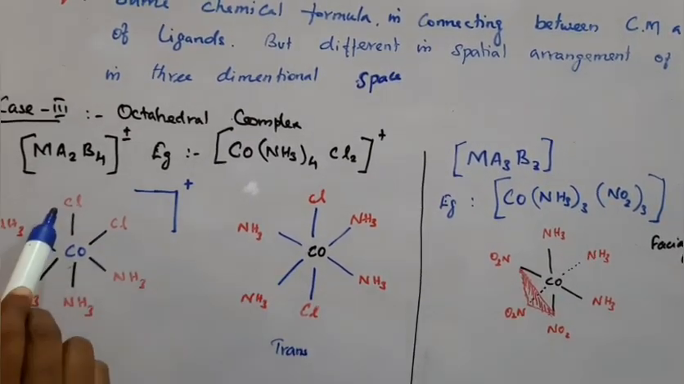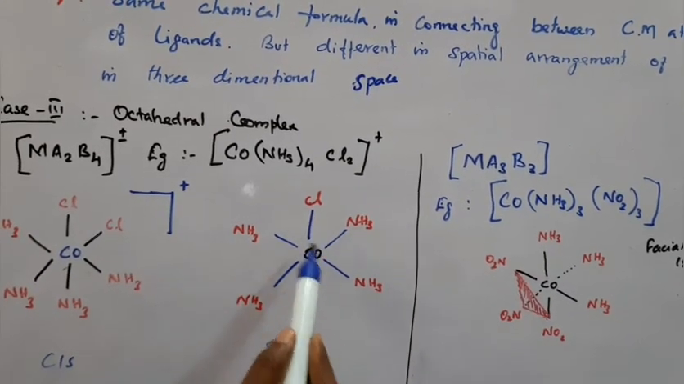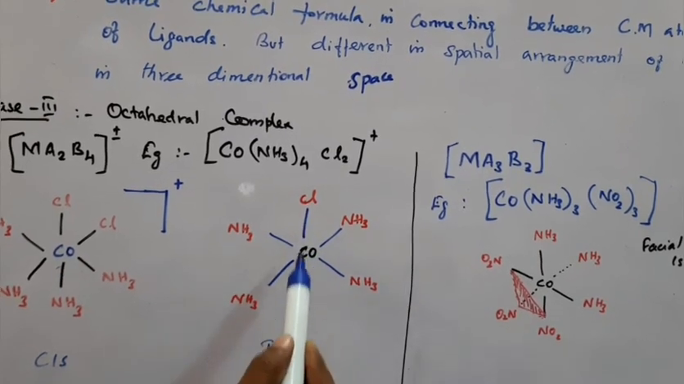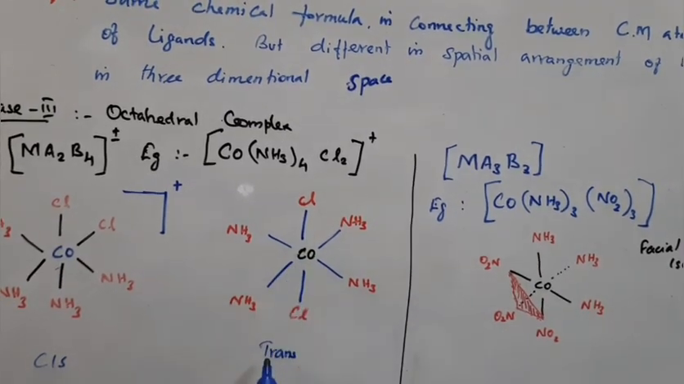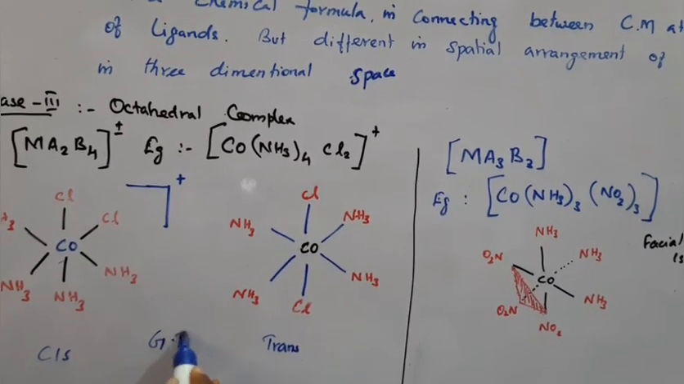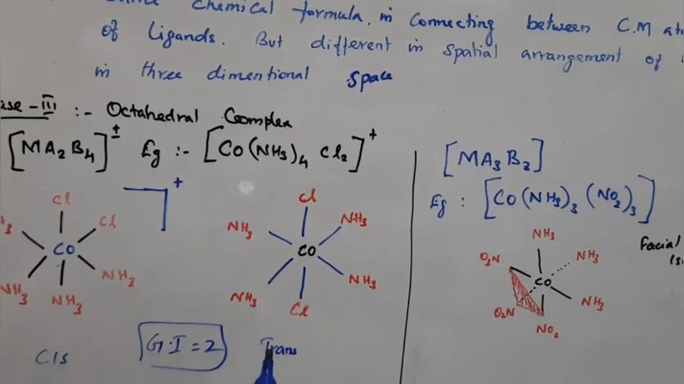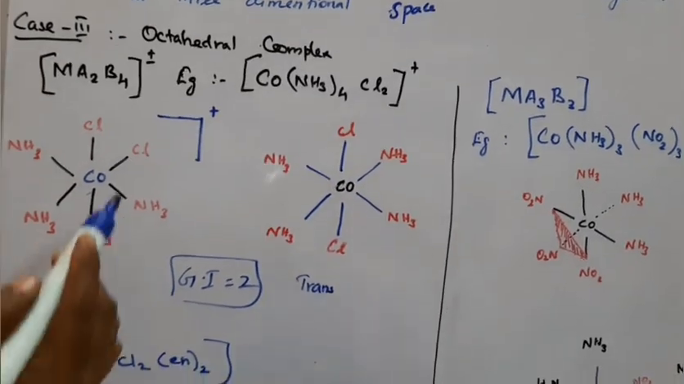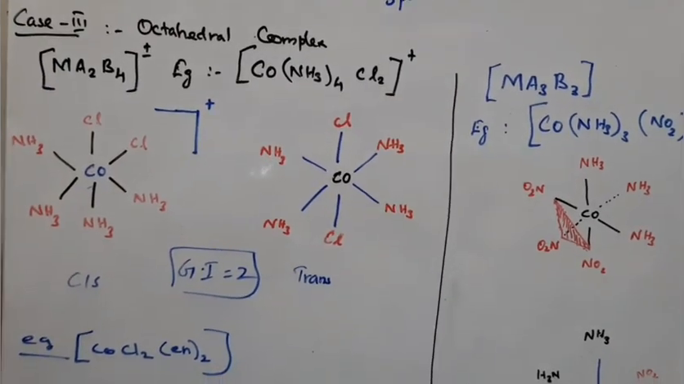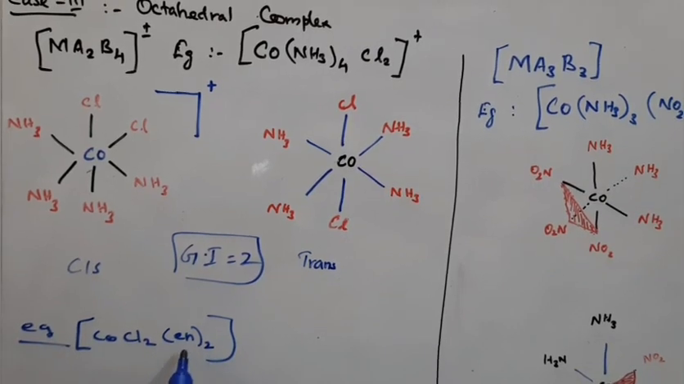At the same time, in a different orientation of the octahedral complex, the chloride ions are opposite to each other across the central metal atom. So this is called the trans isomer. So how many geometrical isomers? Two: one is the cis form and another is the trans form. Suppose all are unidentate ligands directly attached to the central metal atom. Suppose en is a bidentate ligand.